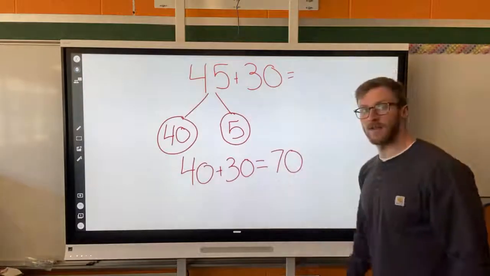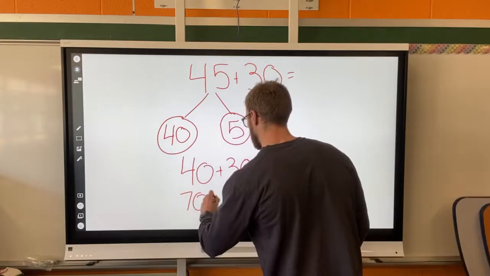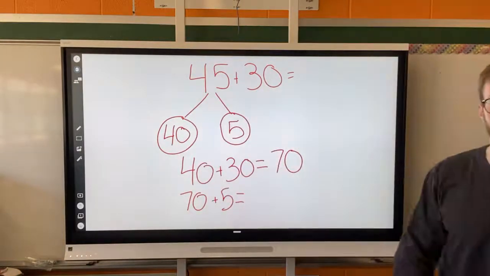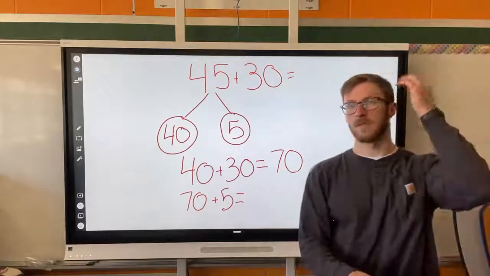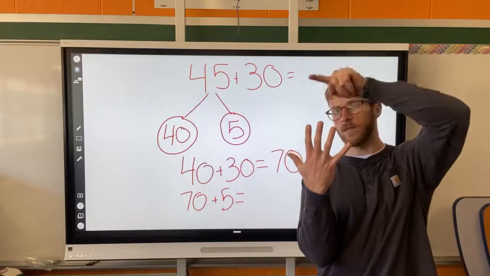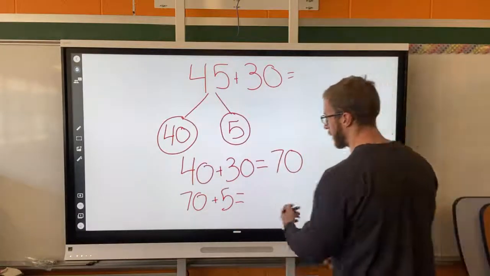And we still have this 5 left over that we haven't used, so we need to do 70 plus 5. What is 70 plus 5? Well, let's count. 70, 71, 72, 73, 74, 75. Look at that. 70 plus 5 is 75.